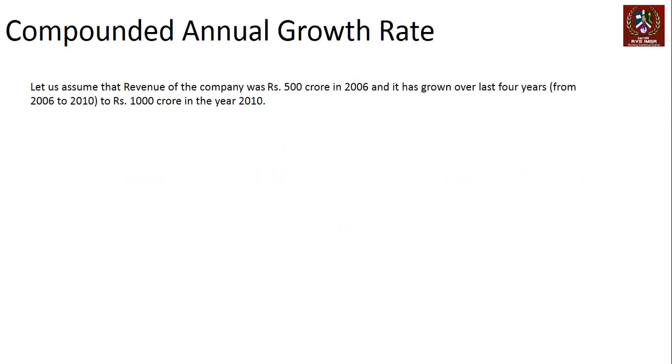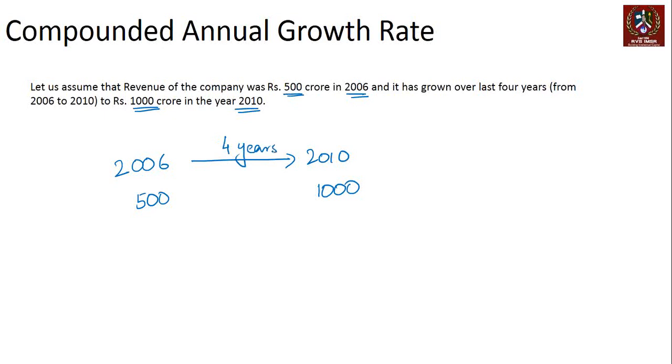Now, let's assume that the revenue of a company was rupees 500 crore in 2006, and then it has grown to about 1000 crore in 2010. So what is the data given to us? In 2006, this number was 500. In 2010, this number has grown to 1000. Now that's a period of 4 years over which the growth has happened. In itself, over the 4 years, there is a growth rate of 100%.